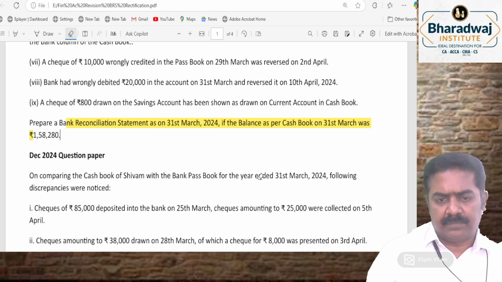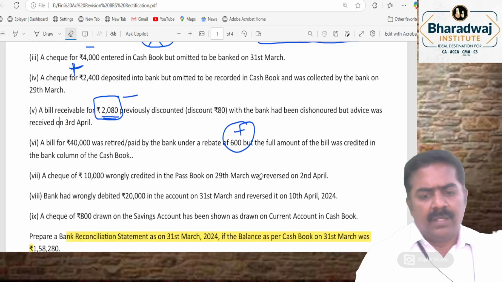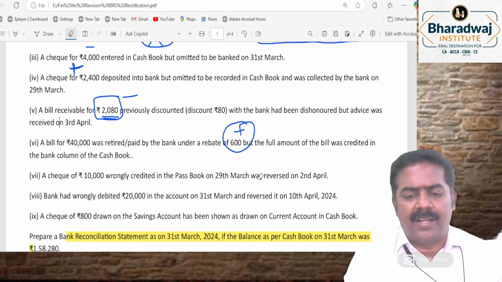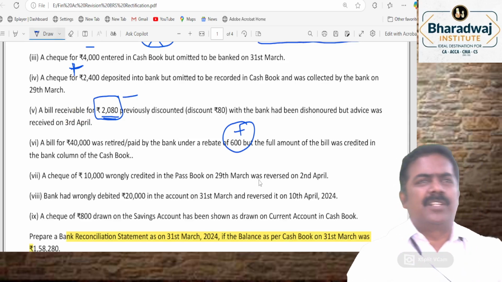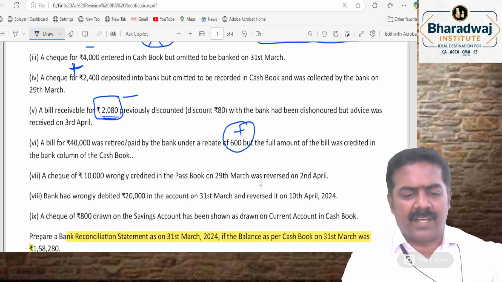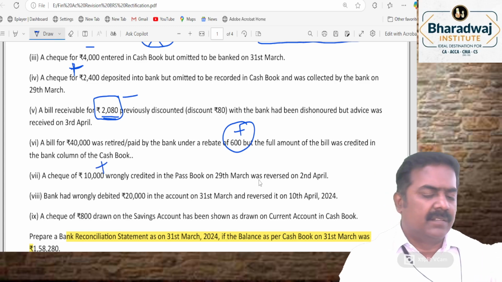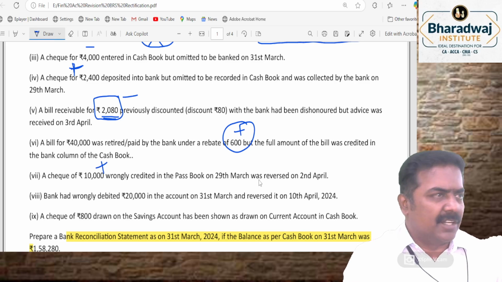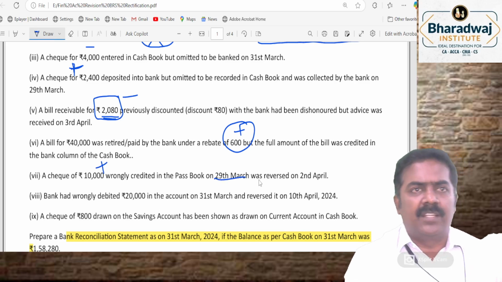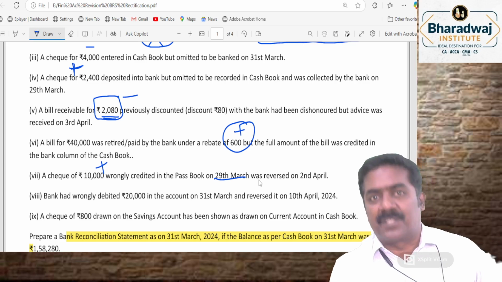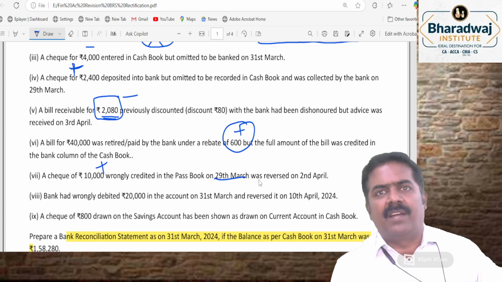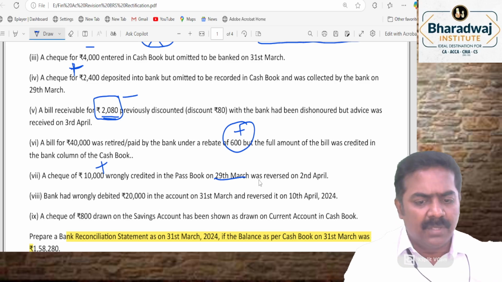Next. A check was wrongly credited in passbook. We are not bothered about right or wrong. Banker has added. Let us also add it. They have done it on 29th March. We are doing BRS on 31st March. On 29th March they have added, so let us also add it.